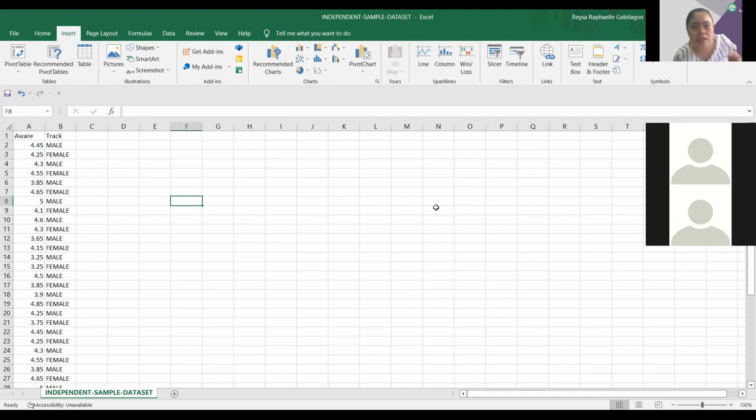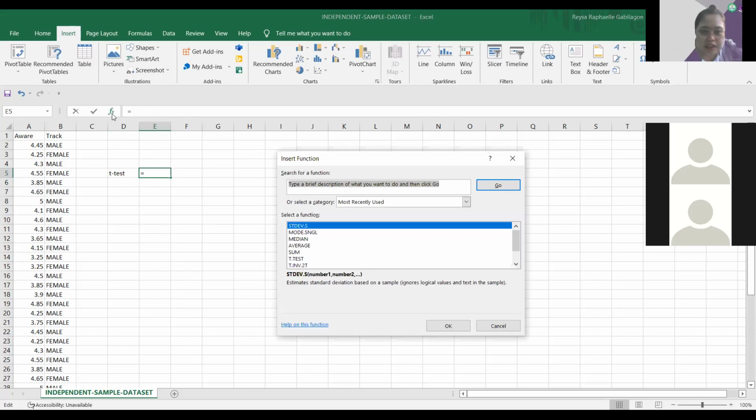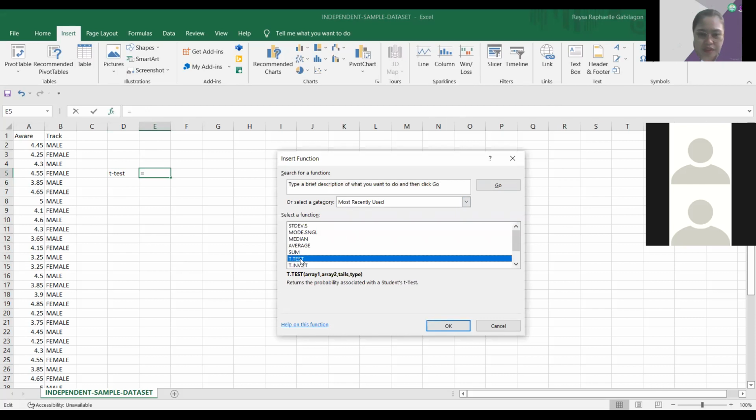Before we go on to JASP, let's try to have the Excel first. Pero itry ko lang ha, kasi hindi ko talaga masyadong kabisado itong Excel. Pag mag-Excel ka kasi, lagay mo sa isang box kung saan mo gustong ilagay yung result. Example dyan, dito ko siya ilagay. And then click FX. And then hanapin natin si t-test. This is the t-test. Okay. Click OK.